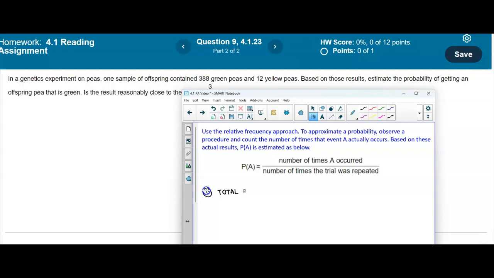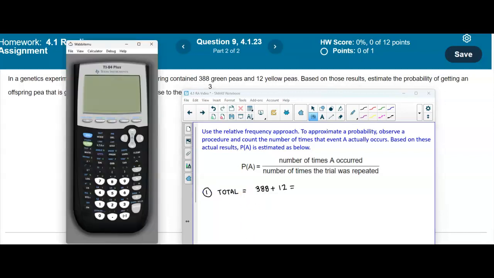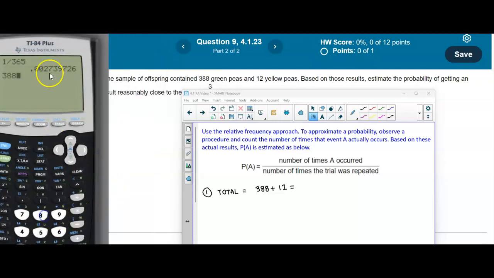So to find a total, we need to add the amount of green peas, which is 388, with the amount of 12 yellow peas. So we take 388 and then add 12. We get 400.